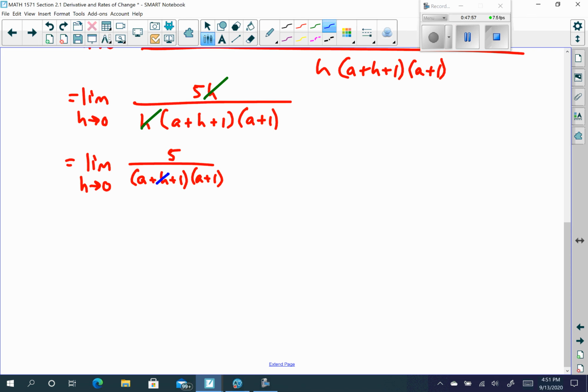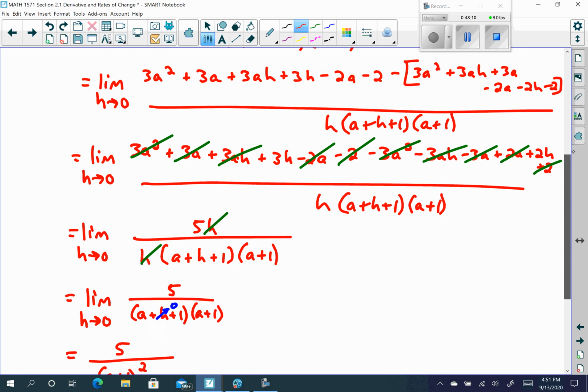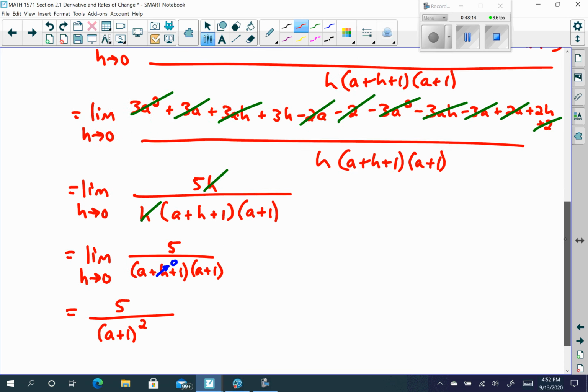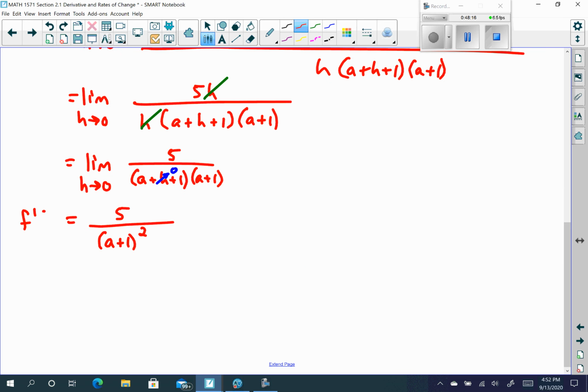What's going to happen now? This h becomes a 0. I no longer need the limit. So 5 over, I get a plus 1 times a plus 1, so I get 5 over a plus 1 squared. All right, so we were asked to find f prime of a, and we did that. F prime of a.